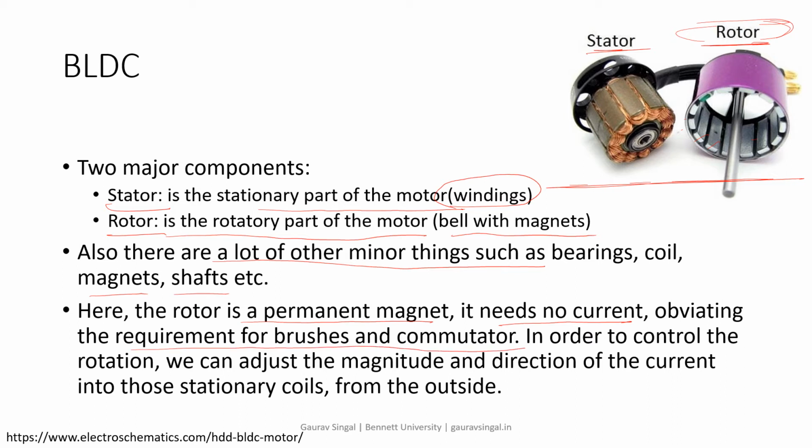In order to control the rotation, we can adjust the magnitude and direction of the current into those stationary coils from the outside. We can define the rotation from outside. We can control in which direction the rotor will move, either clockwise or anti-clockwise.